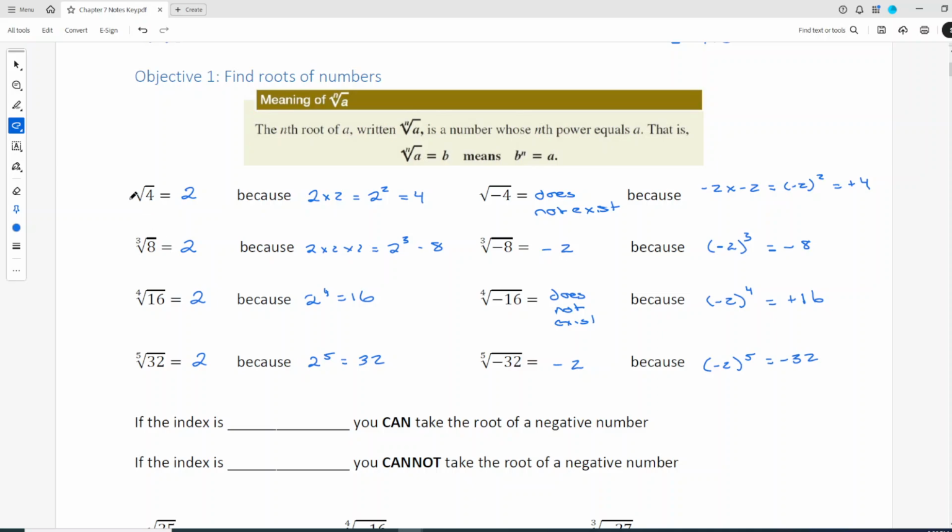Okay, so what can we generalize about this? Well, when the index, the number in the radical symbol, is odd, you can take the root of a negative number, but when the index is even, you cannot. Okay, so that's just something to be aware of. Anytime you have a square root or a fourth root or a sixth root or an eighth root, you won't be able to take the root of a negative number. Whereas if the index is odd, you always will be able to.